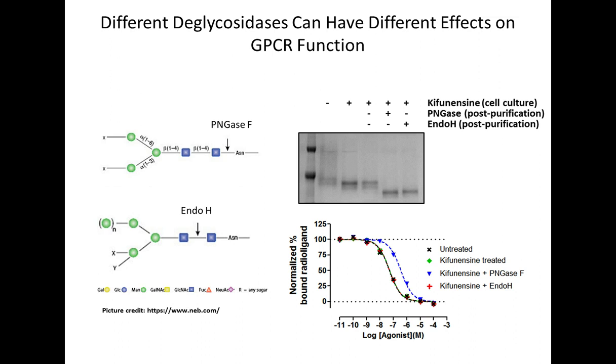In contrast, when we use PNGase F to completely remove all glycans from the protein, that lowers the affinity of the agonist for the receptor by about an order of magnitude. So the point being that all these modifications are really important to validate with your specific receptor in order to obtain the most highly functional protein at the end.